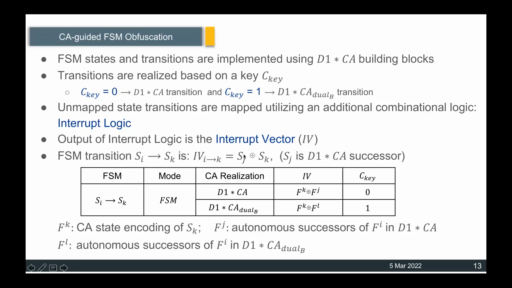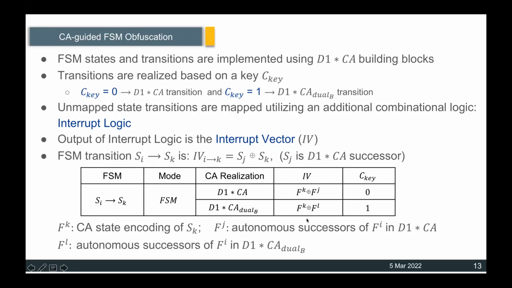So therefore, when you apply your cellular automata, you get the state SJ, and when you XOR it with the IV, the SJ and the SJ get cancelled, and therefore the final state is SK, which is as per your FSM transition. So depending upon whether your CA is a D1 star CA or a D1 star CA dual B, that means if your CK is 0 or your CK is 1, this is the corresponding IV that you need to set.